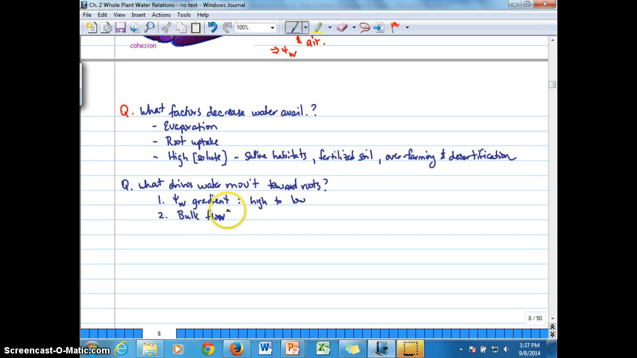We talked about bulk flow just generally, but this is where water flows from high to low hydrostatic pressures. Hydrostatic pressures are pressures that either pull or push water. It's not a factor that's involved in transmembrane transport. So let's focus more on the water potential gradient in the soil.